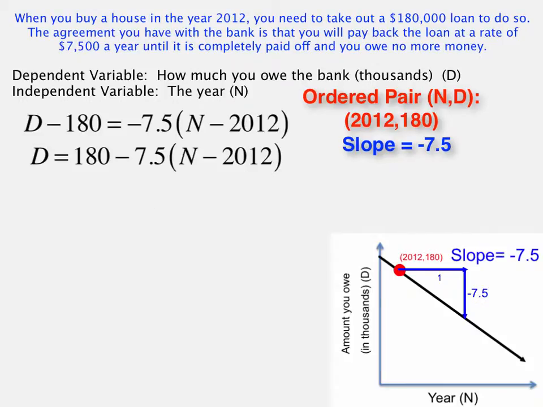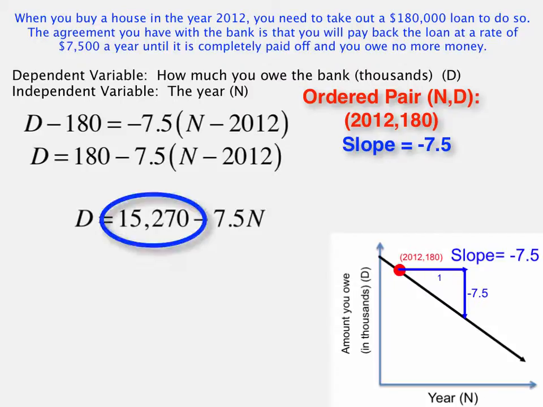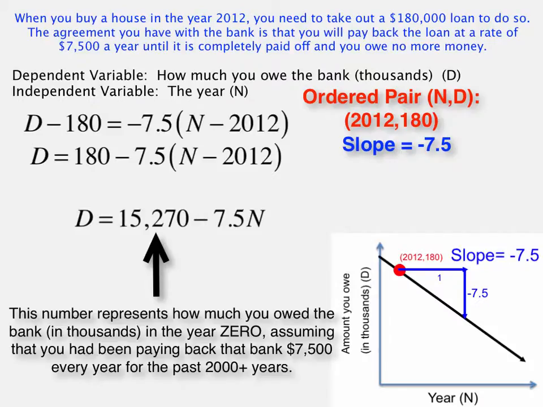One more note, if we went ahead and put this equation in a slope-intercept form, we would get a crazy intercept. Remember that the D-intercept here represents how much you would owe the bank when n equals 0. That is, in the year 0.